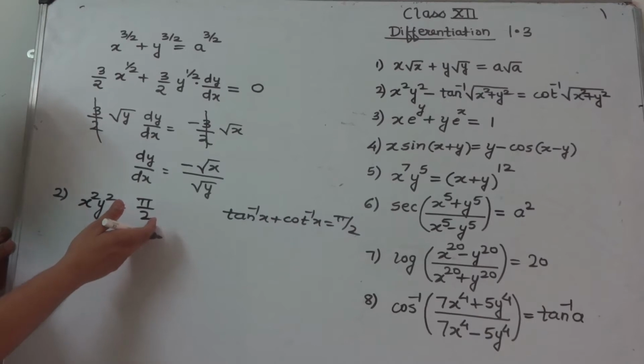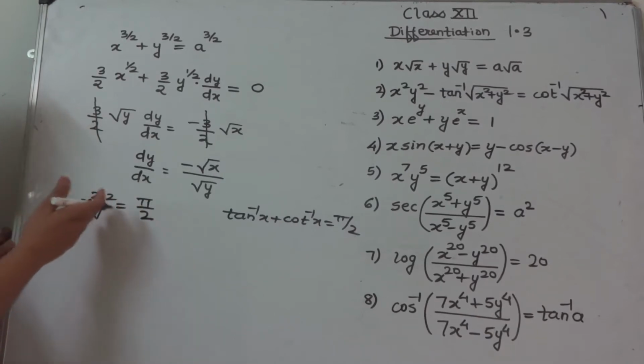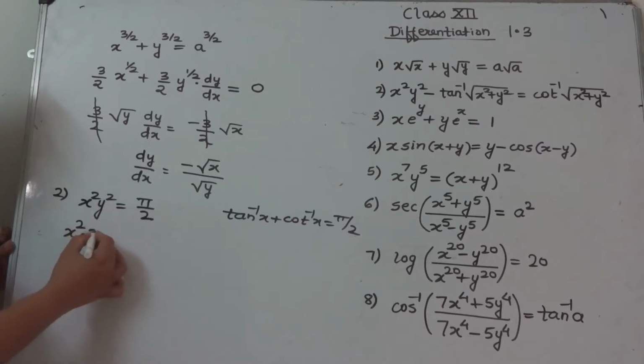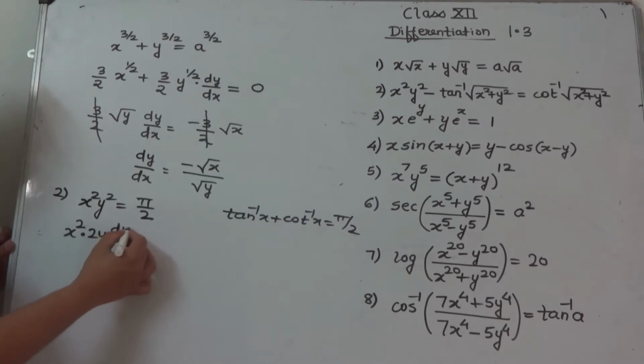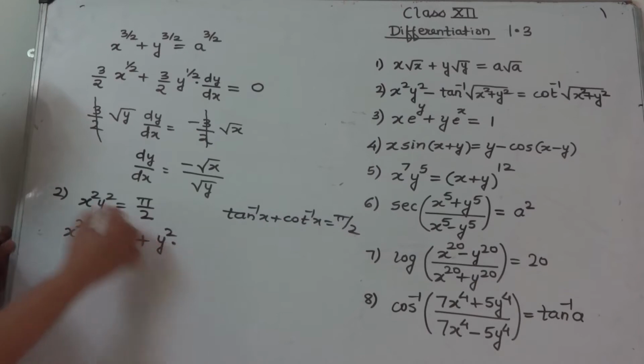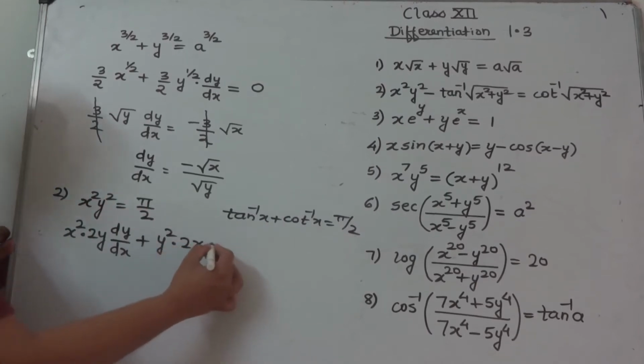And so the question reduces to x square y square equal to pi by 2. Now this is a constant. We just differentiate this side with respect to x. Product rule. U into v. U, derivative of y square is 2y, chain rule, dy by dx plus y square into derivative of x square is 2x. Constant, derivative is 0.